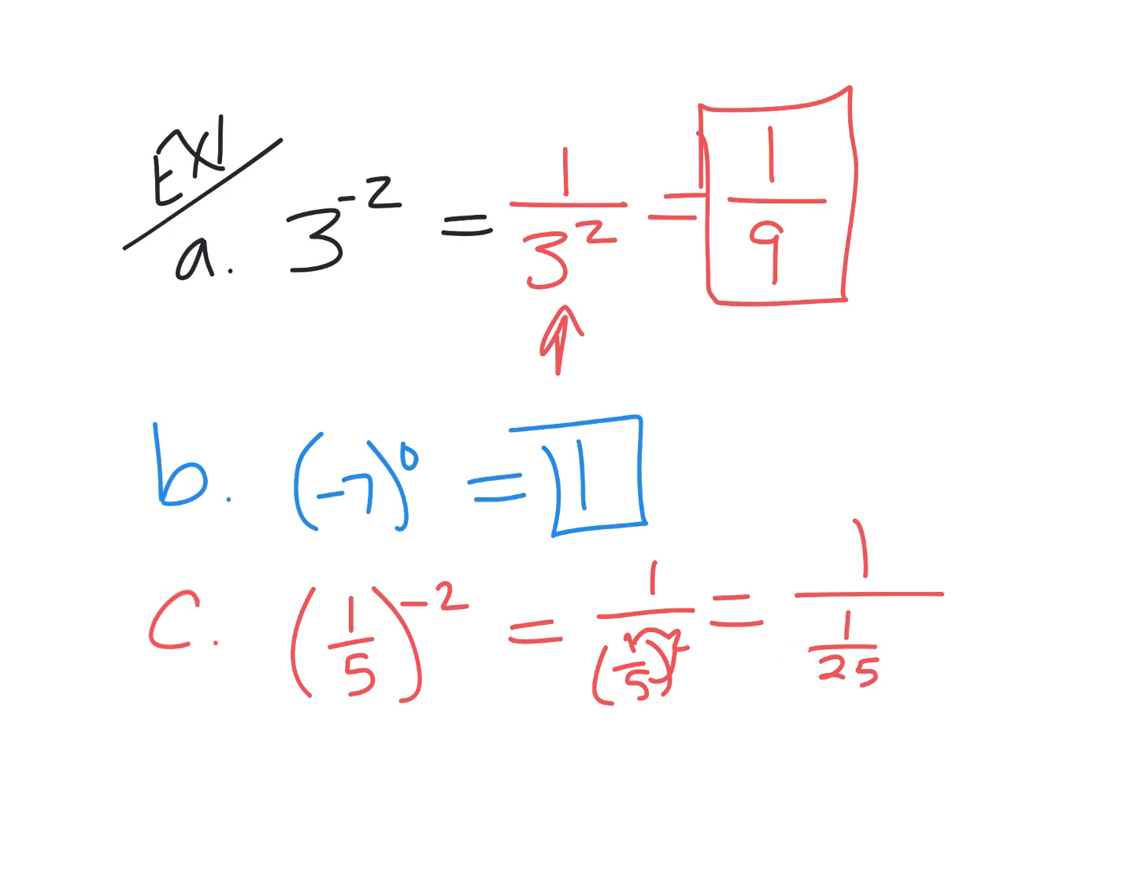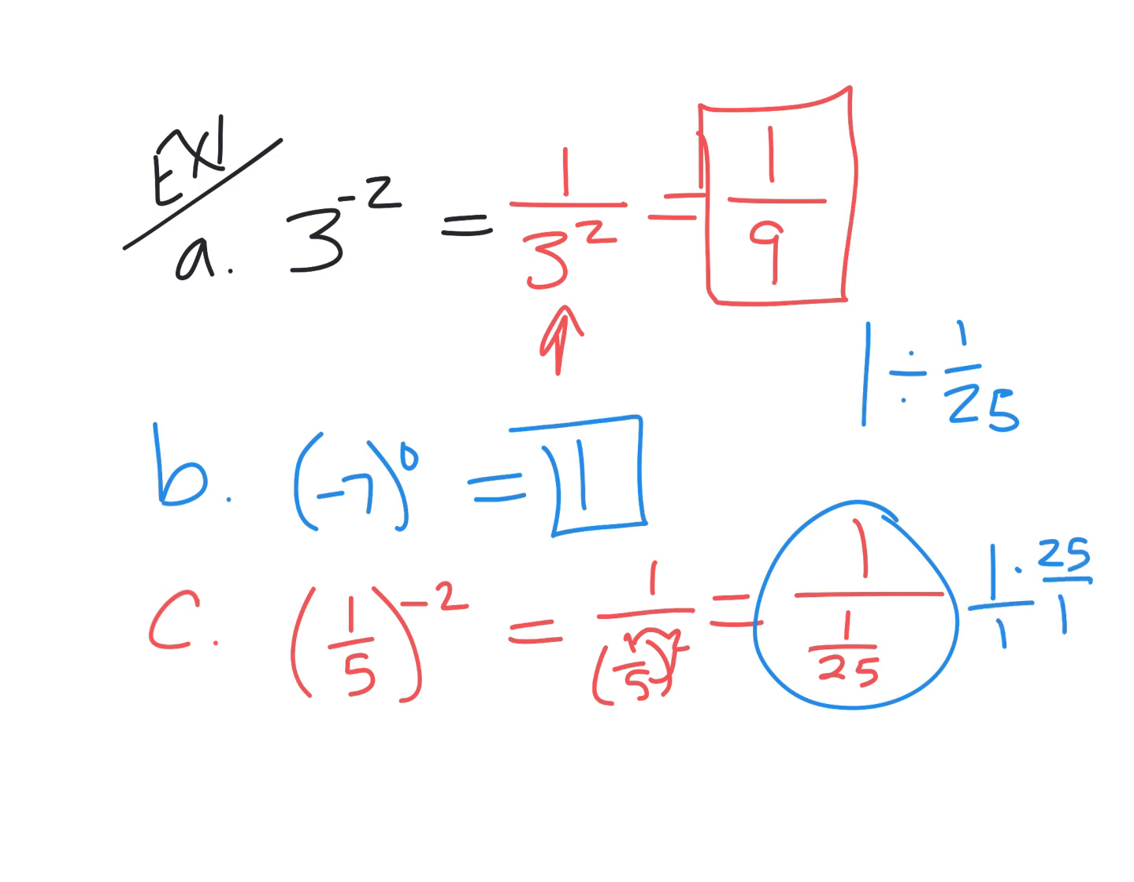Okay, so now I've applied that exponent and got rid of the exponent, but I still have a fraction in a fraction, which you cannot do. Remember, this right here is technically saying 1 divided by 1 over 25, right? So I can divide fractions by flipping it and multiplying. So I can say 1 times 25 over 1, because you flip the second fraction and multiply. What do I get here if I multiply? 25. Yep, my answer becomes 25.